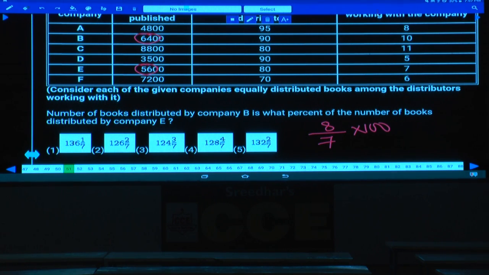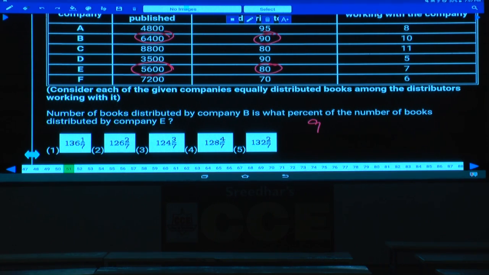Total number of books distributed. Yes. We are taking only total number of books. Books distributed in B is 90%. And in E we have only 80%. So you can straight forward there itself cancel 0. And 6,400, 5,600. You can cancel 2 zeros.